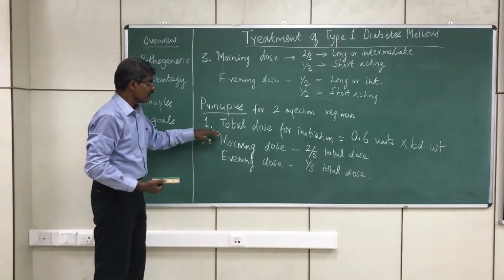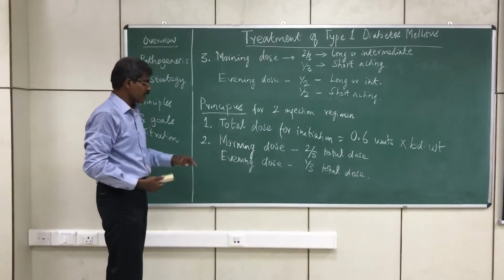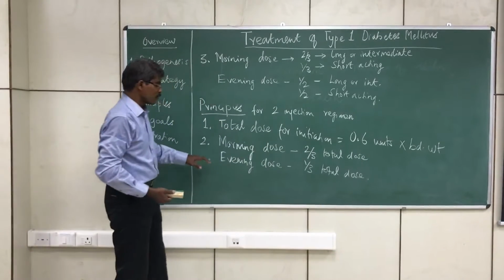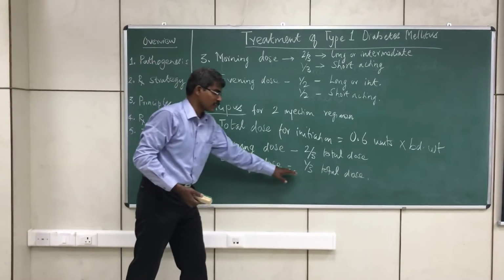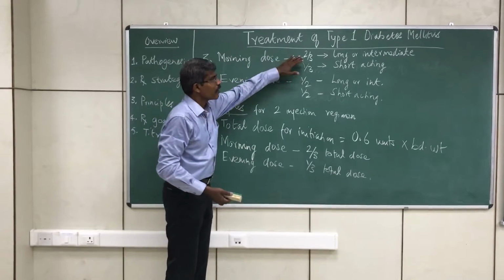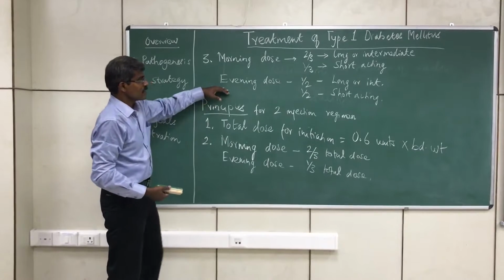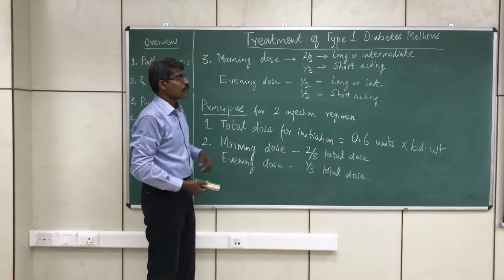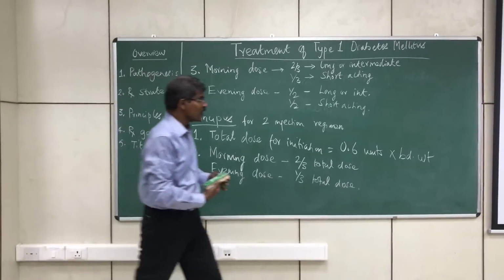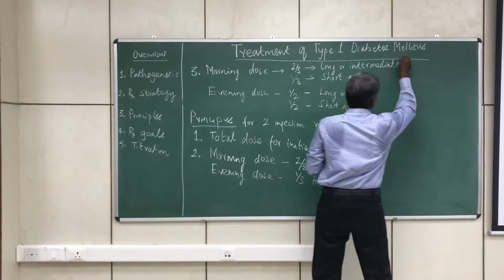To tell it again, the total dose is calculated as 0.6 units into total body weight. Of that total dose, the morning dose constitutes 2/3 of the total dose, and the evening dose constitutes 1/3. Morning dose is again divided into 2/3 as long or intermediate acting, and 1/3 as short acting. Evening dose is half long or intermediate acting and half short acting. Now to explain this with an example, let's take a small real life scenario.